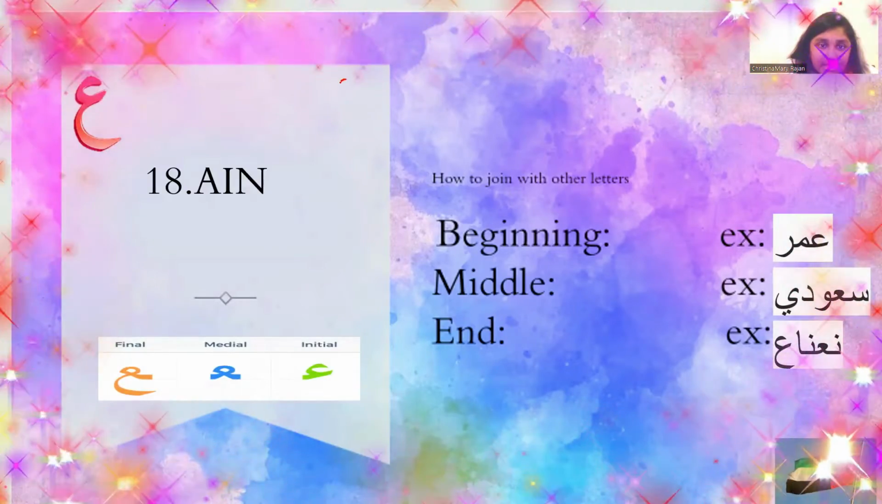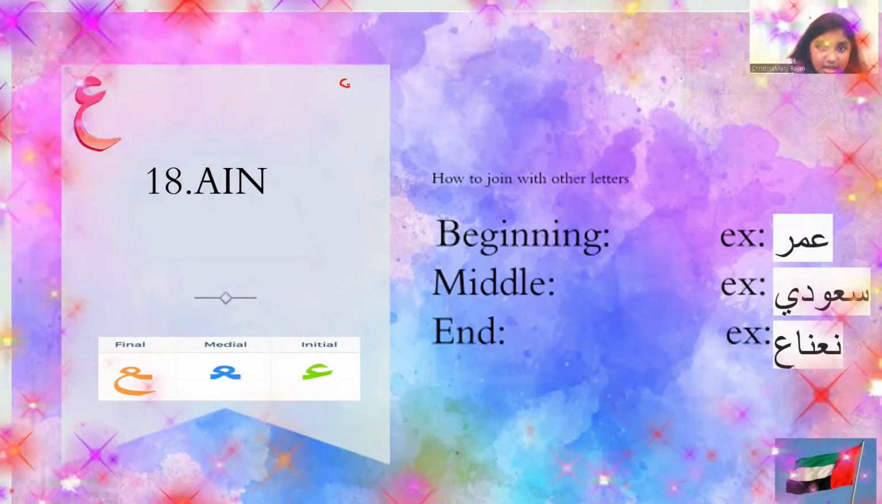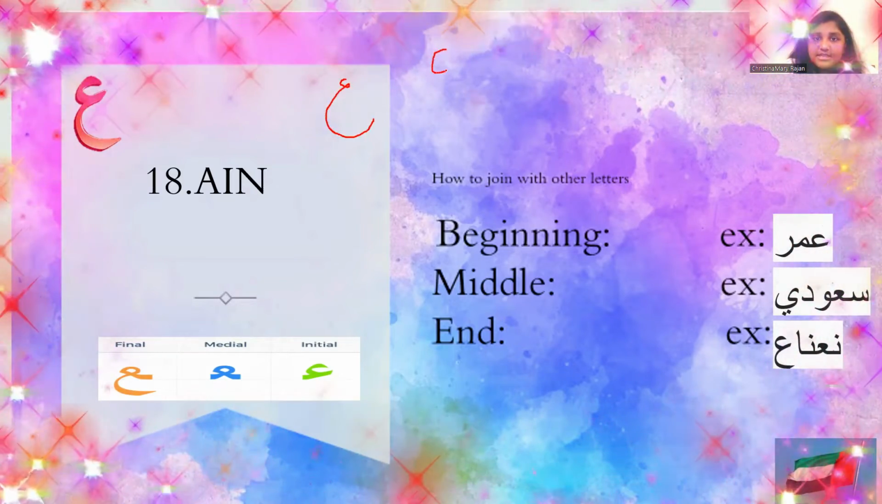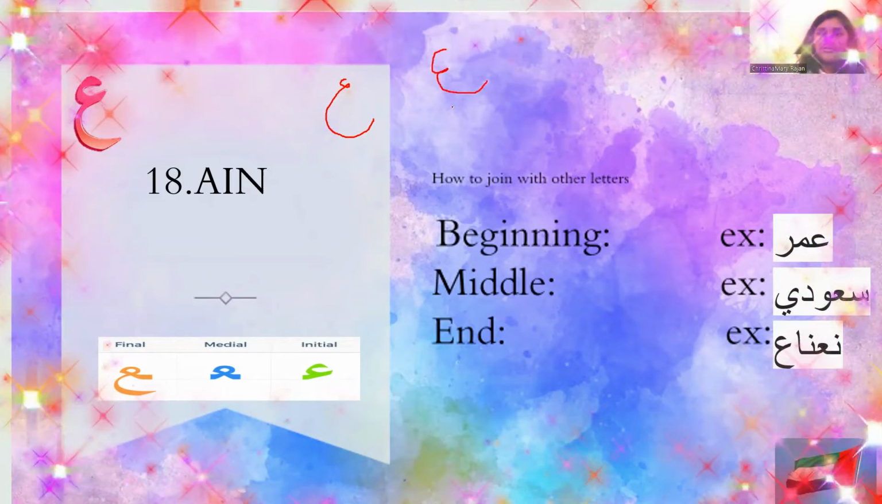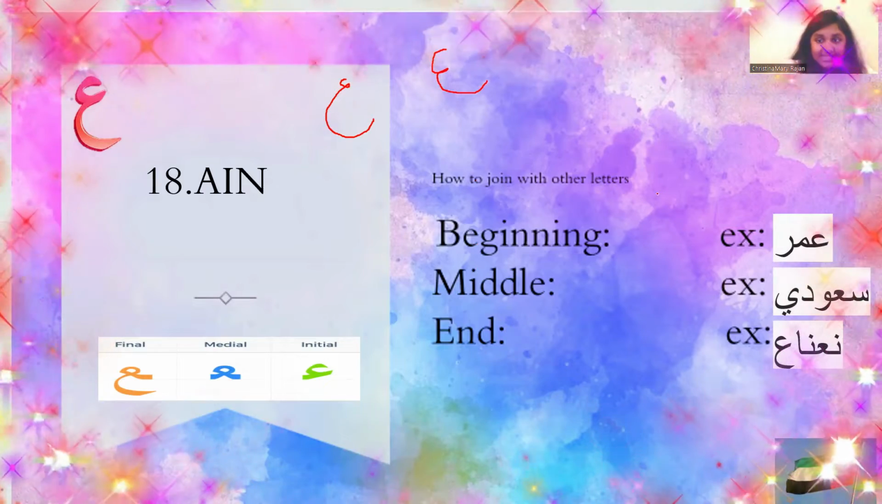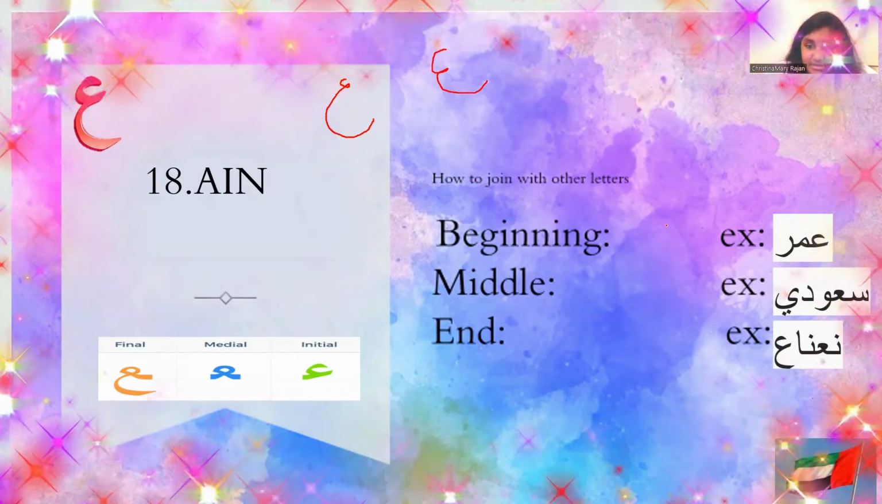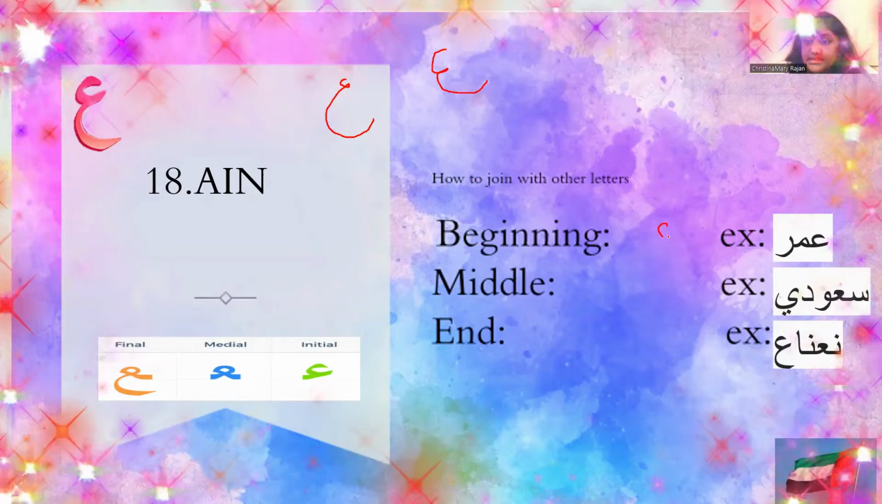Ein. So let's see how to write that. It's like a mini circle, but not full. Then a big circle. A mini circle and a big circle. Now let's see how we write that in the beginning. Wow, in the beginning it only goes like this.